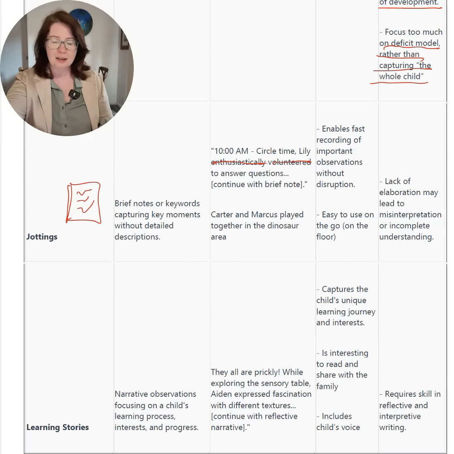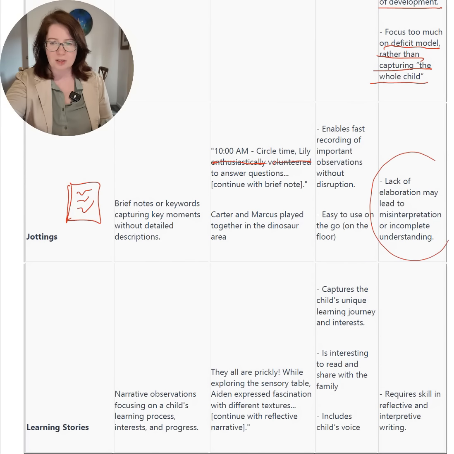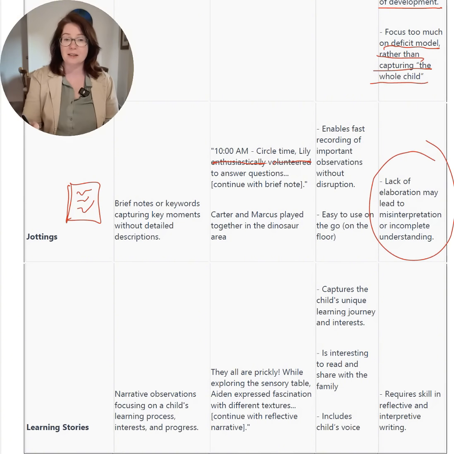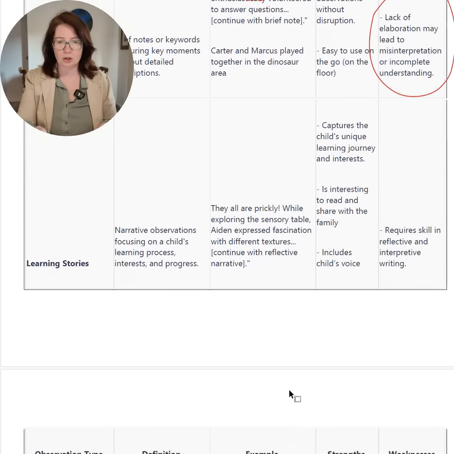And that's why I like jottings, because they do give you some important voice quotes of children. They give you some details that you might forget after you finished your shift because you are super tired. But at the same time, they are very brief. And lack of elaboration sometimes can lead to a misinterpretation by you or by other educators. Yeah, and incomplete understanding. So, for example, you might not jot down why a child had a meltdown, right? And that's not really useful because we don't know.